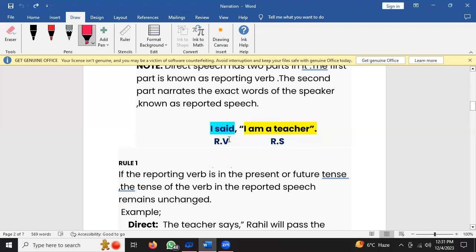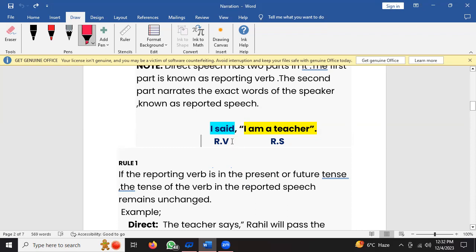Now the question is, reporting verb is a word with which we report. That's a verb. Said is a verb, and because of this word said, we are reporting this portion of the sentence, the exact line of the speaker. This is the reporting verb, and the exact line of the speaker is known as reported speech. Rule number 1 says, if the reporting verb's tense is present or future, there will be no change in reported speech.